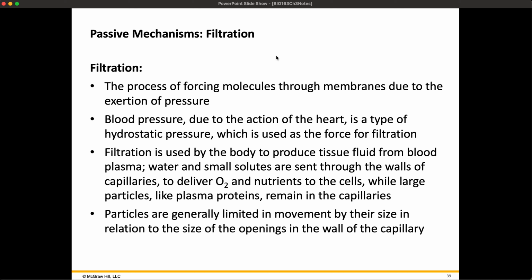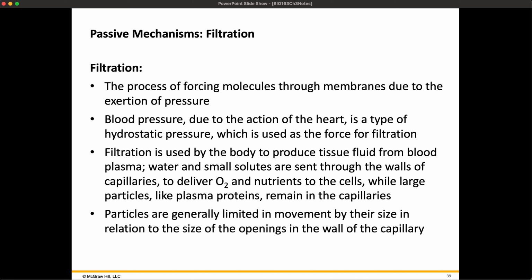Okay, some more passive mechanisms then. Filtration. Filtration is the process of forcing molecules through membranes due to the exertion of pressure. This is a lot of times what happens, like in our kidneys. They're going through filtration. You have it in lymph nodes as well. You have fluid that's being pushed through at a high pressure, and so that causes water to get filtered out, or structures or stuff to get filtered out.